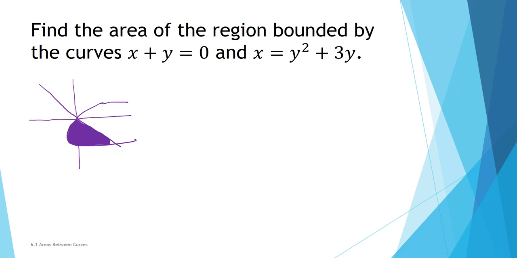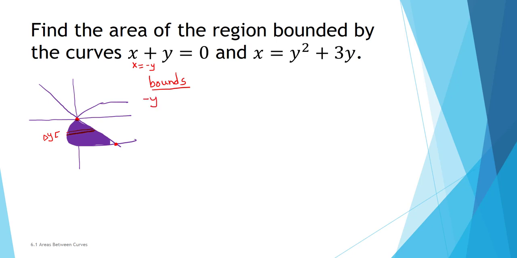So in this case, it's better to use horizontal slices, which means each slice has width delta y, and I need to find the y coordinates of these two intersection points in order to know the bounds for my integral. So I'm going to solve this equation for x in terms of y. To find the bounds, we're going to set the two equations equal to each other.